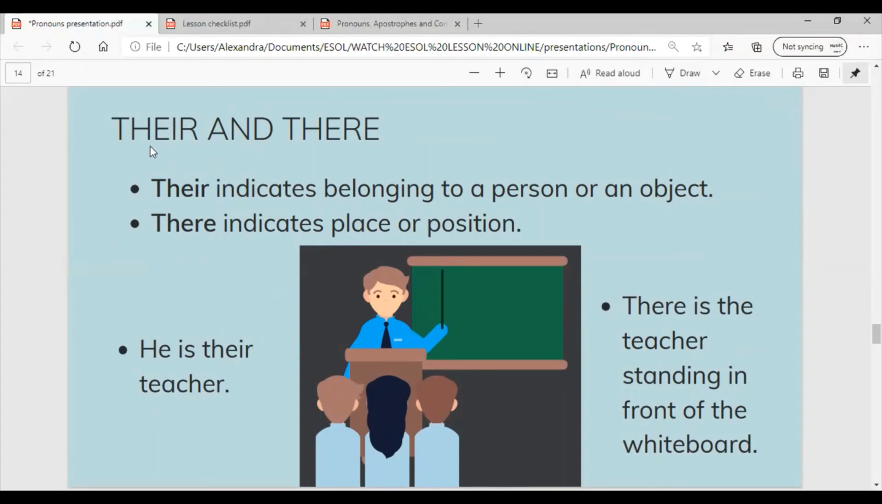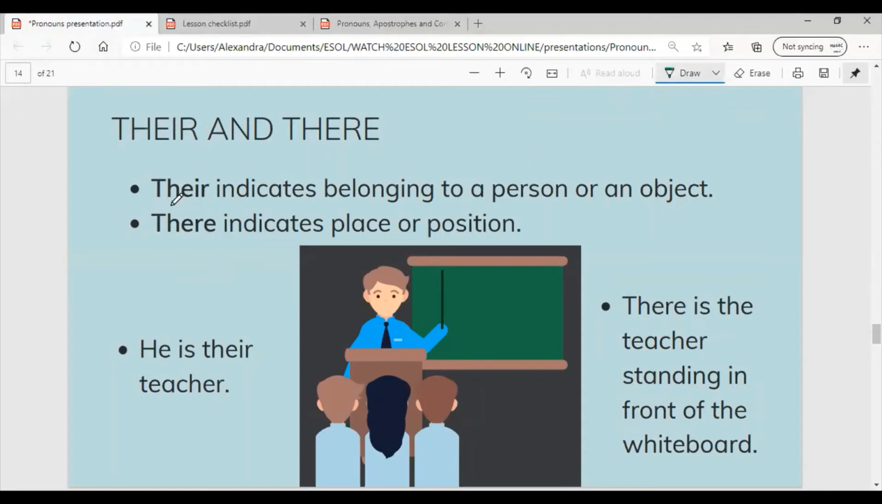Okay, so now we're going to look at the possessive pronoun, which can be plural and singular, of their. And sometimes a common error people make is they mix it up, especially the spelling, with the word there. So it's really important to write the correct one. You want to be writing their or there and know which one you mean.